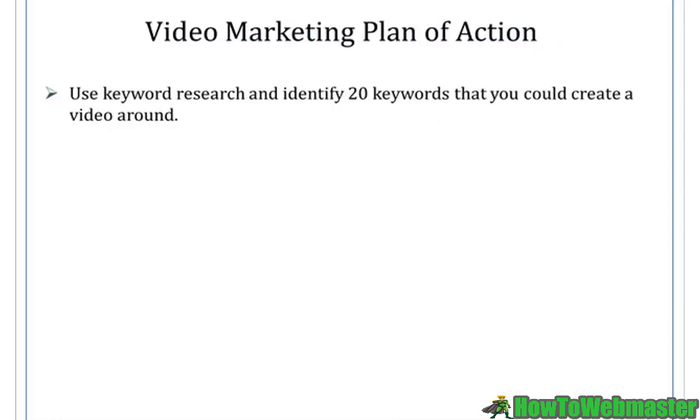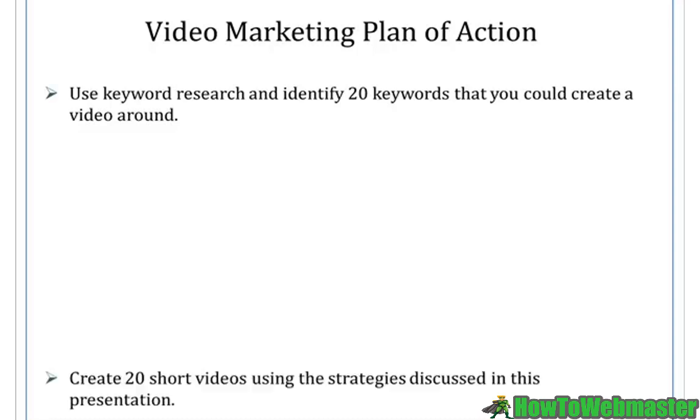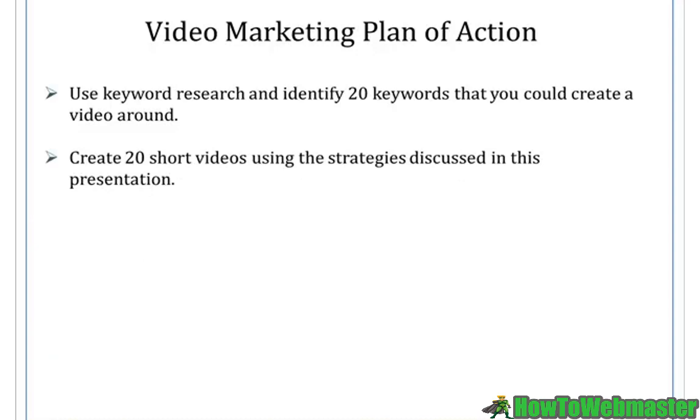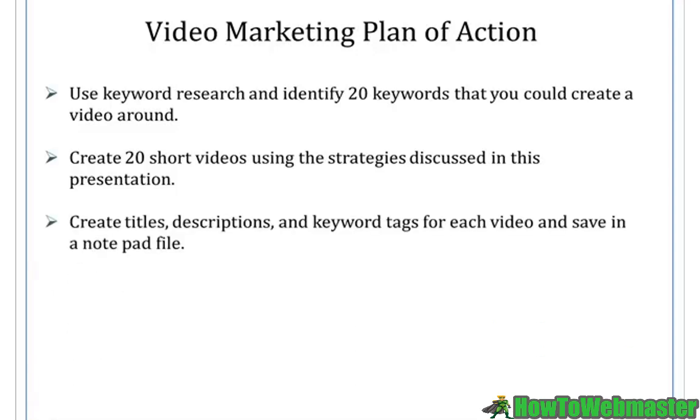Video marketing plan of action: use keyword research and identify 20 keywords that you could create a video around. Create 20 short videos using the strategies discussed in this presentation. So basically, we're talking about maybe with PowerPoint, with articles, or with just yourself and a digital camera, a video camera. Create your titles, your descriptions, and keyword tags for each video, and save it in a notepad file.